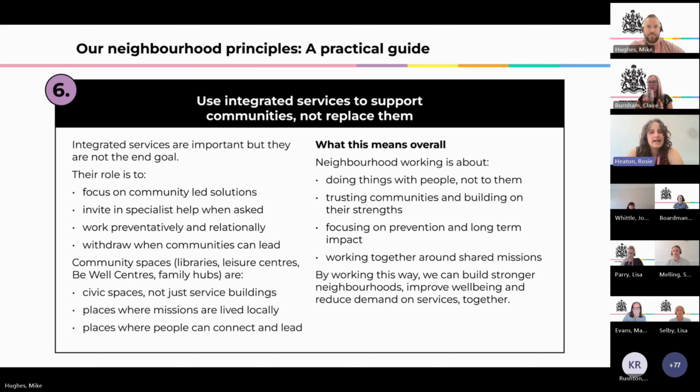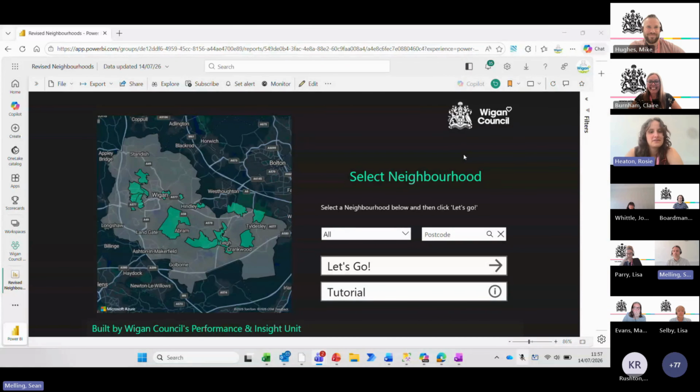So before we get into the demo, and this is going to be the technical moment of truth as Sean shares his. Oh, well done. That was easy. Very smooth.